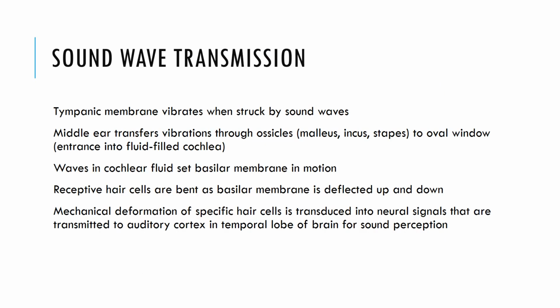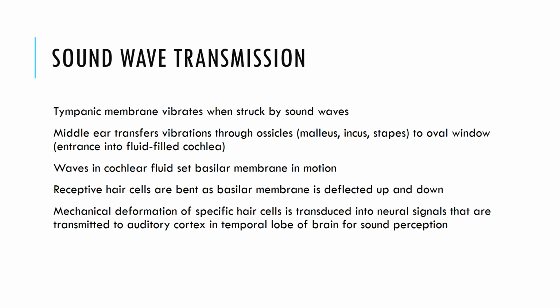So airborne sounds are going to be transmitted from the tympanic membrane vibrating when it's struck by different sound waves. Then the middle ear is going to transfer that vibration through the ossicles, the malleus, incus, and stapes, to the oval window within the cochlea of the inner ear. The waves in the cochlea then are going to set the basilar membrane in motion, where there are hair cells that are going to bend based on the frequency at which they are activated.